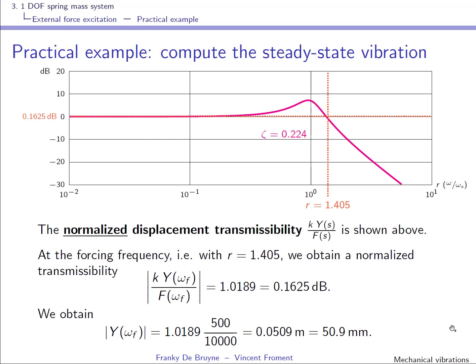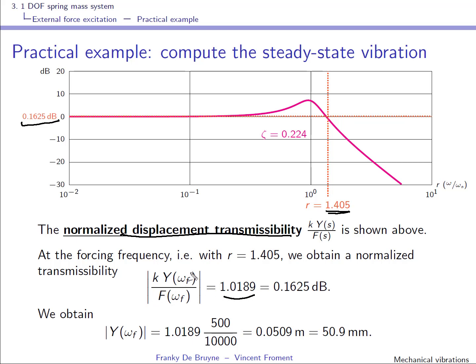Since we have now computed the normalized frequency, we can plot the normalized displacement transmissibility and look at what normalized displacement transmissibility we have for r equals 1.4, and we see that this normalized transmissibility expressed in dB is around 0.16, so we know that this normalized transmissibility is in the neighborhood of 1.